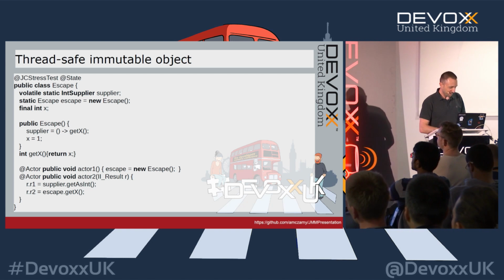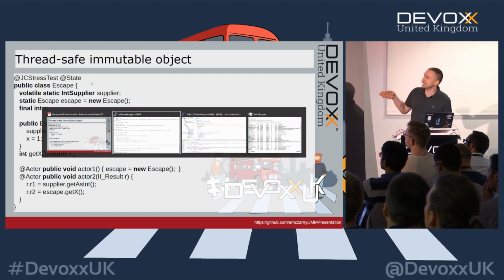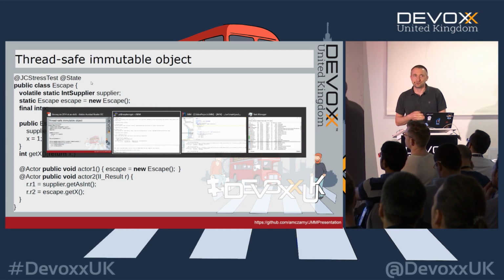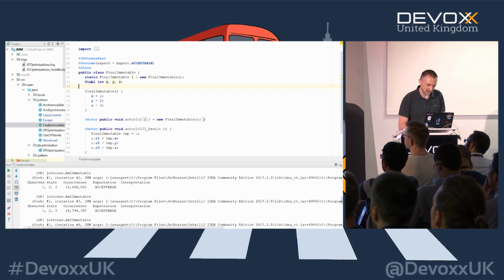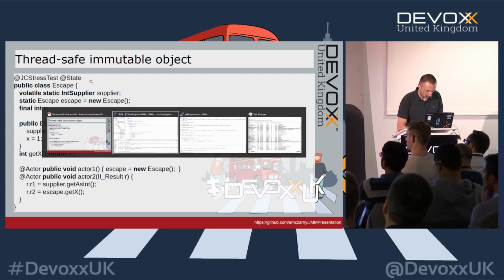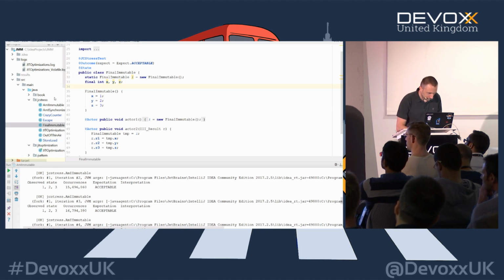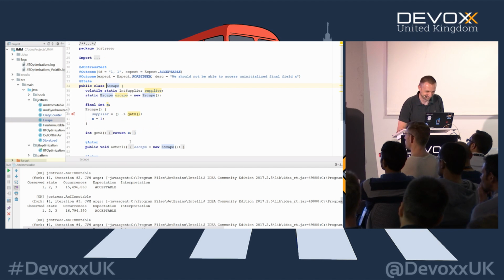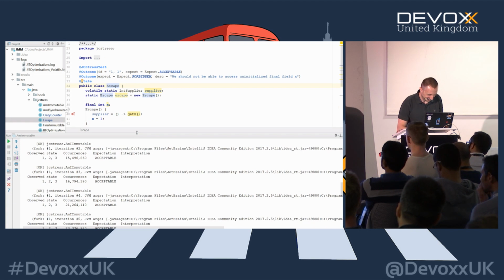Anyone want to guess what will happen here? Of course, once again, if everything is fine, we shouldn't have any zeros. If we have zeros, that means that we are accessing a not fully constructed object. Oops. And that was escape, of course. All right.